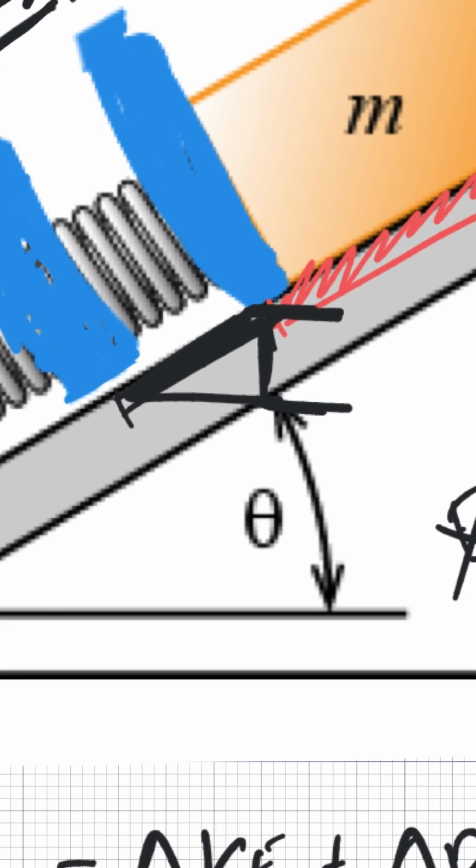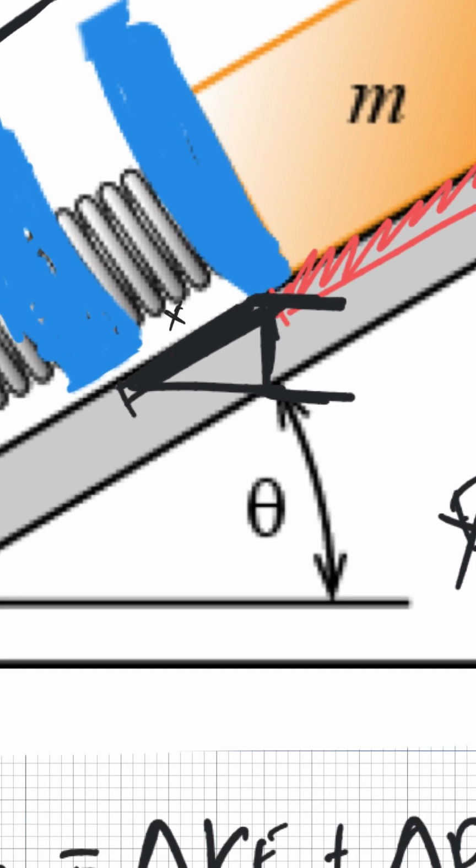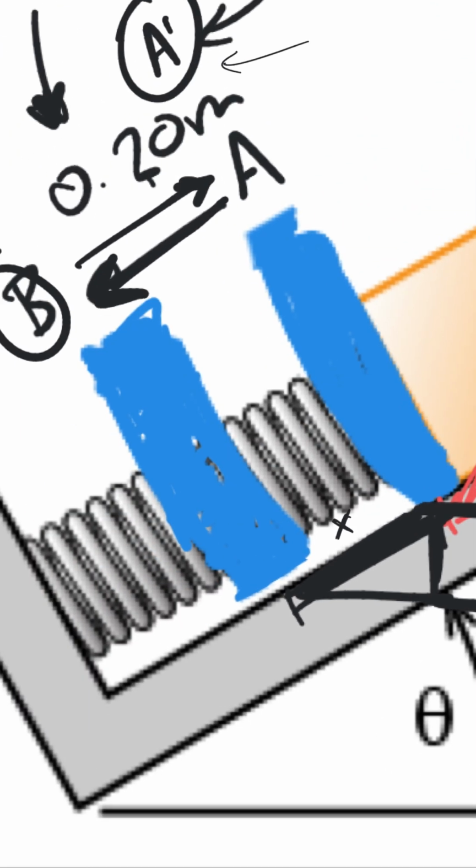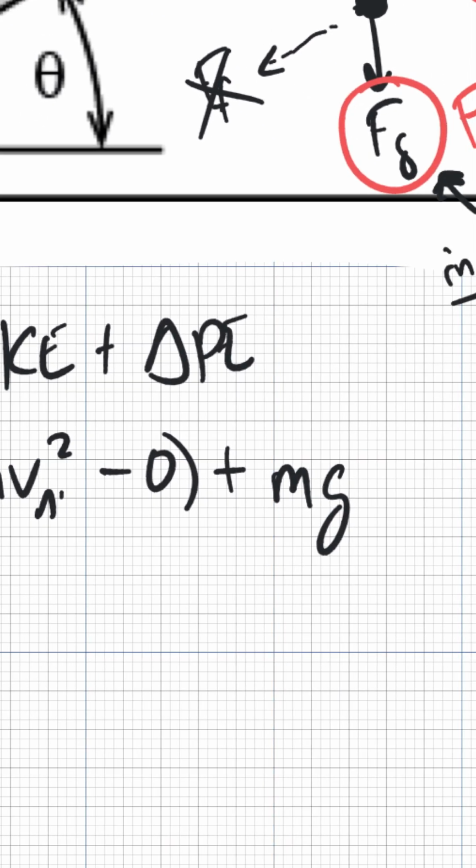So if we scroll in on this little thing, if this is x, and this is x sine theta, I can't really see that because of where I wrote it. But this distance right here, that's x sine theta. That's the vertical, and it's going up. So final minus the initial gives me a positive number. So mg, and then a positive x sine theta. Okay, so that's the potential energy due to gravity.